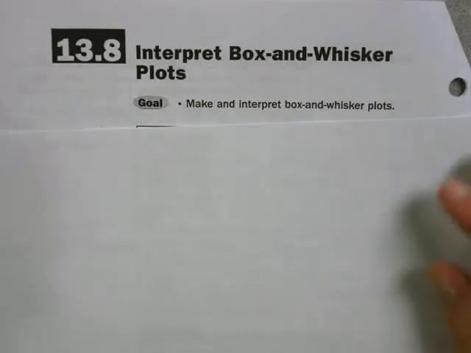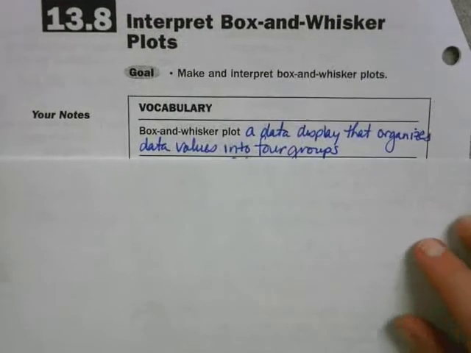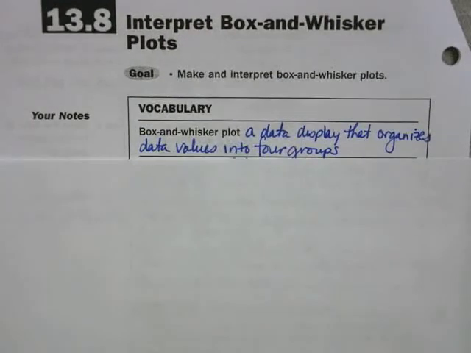So box and whisker, I wanted to make sure you had been exposed to before some of those tests again. So here are our definitions. You're going to pause if I go too fast so that you can copy it down. A box and whisker plot is a data display that organizes data values into 4 groups. That's kind of the key there.